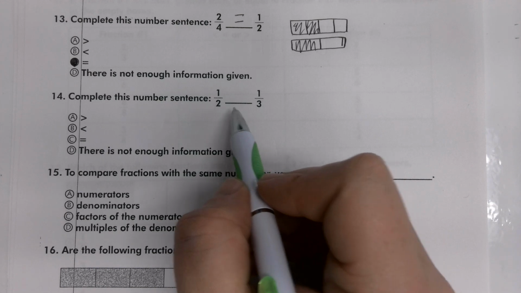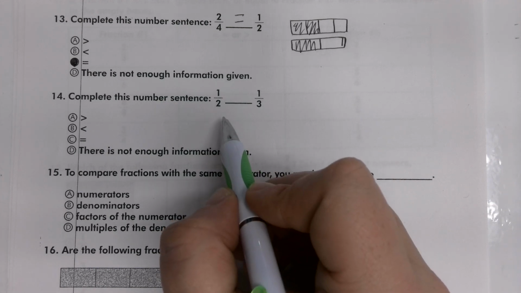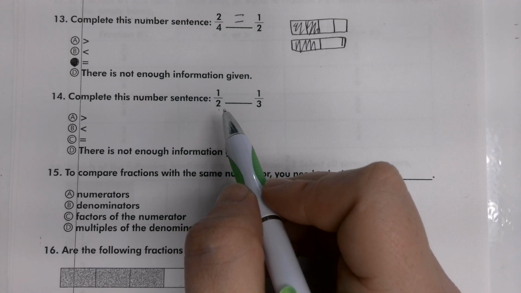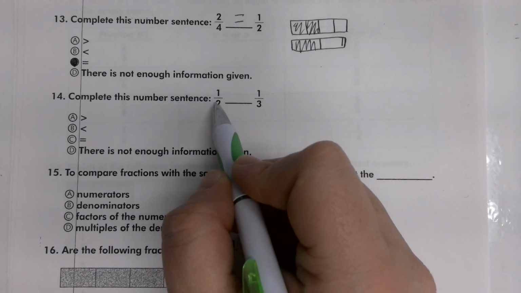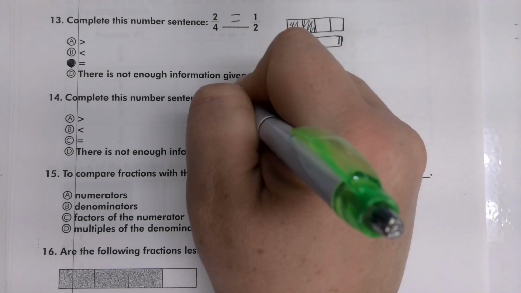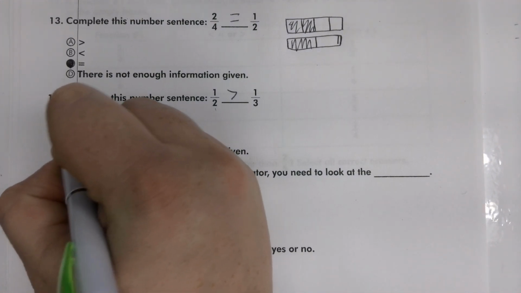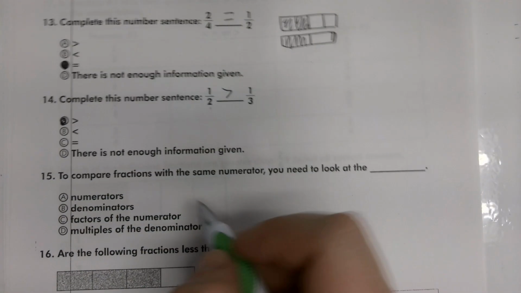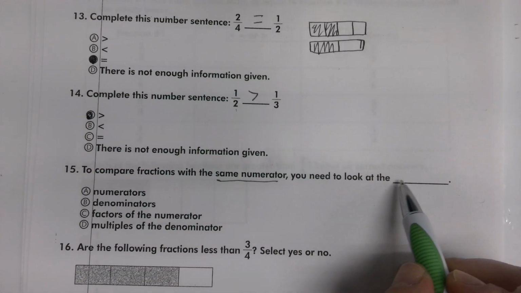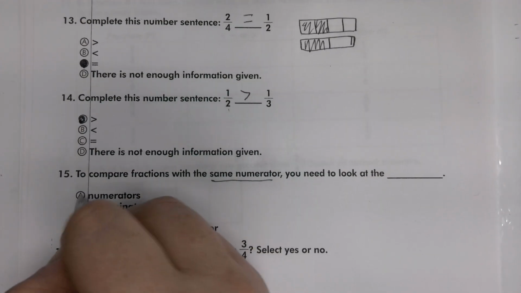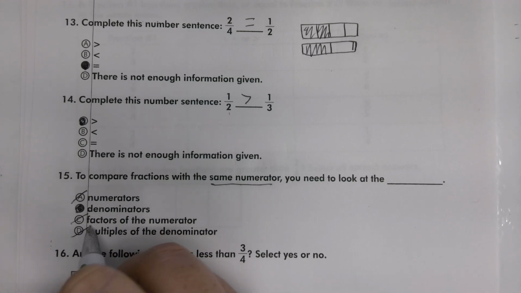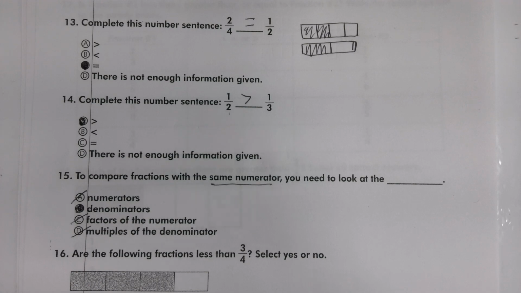Here our numerators are the same, but the denominators are different. So a smaller denominator means that it is a bigger piece of the pie. So we do 1/2 is greater than 1/3. Okay? To compare fractions with the same numerator, you need to look at the denominators. And in 3rd grade, we don't talk about factors of the numerator or multiples of the denominator.